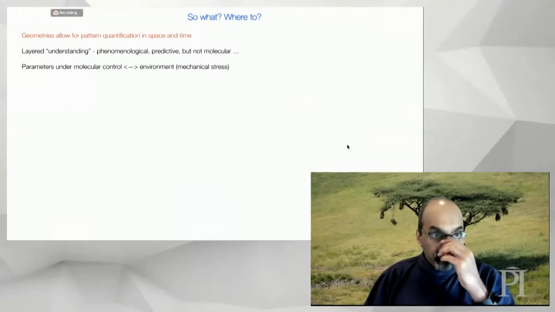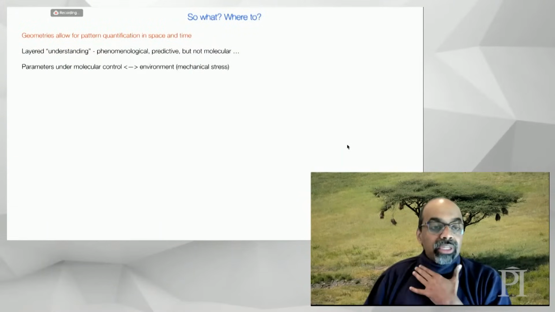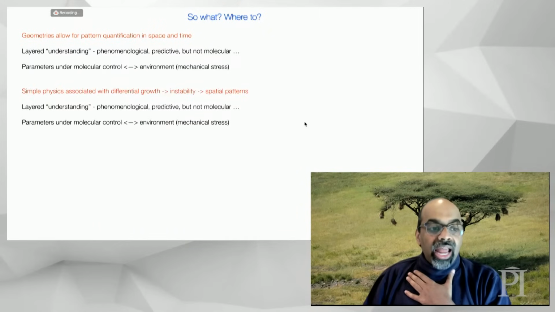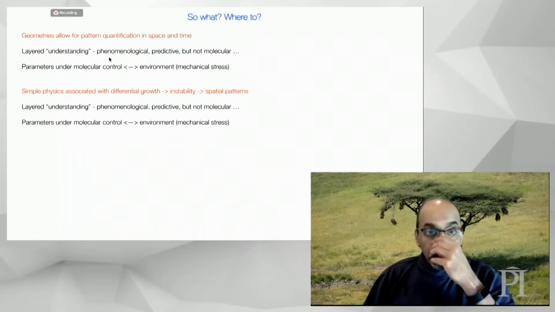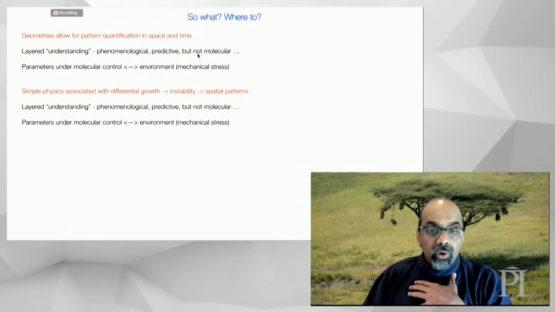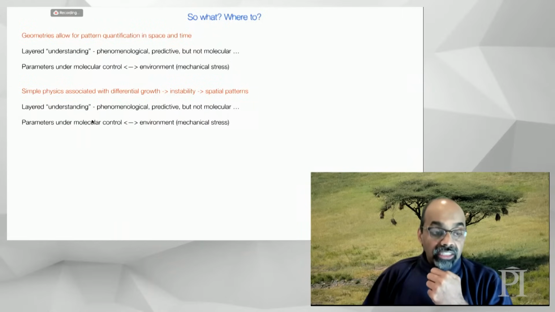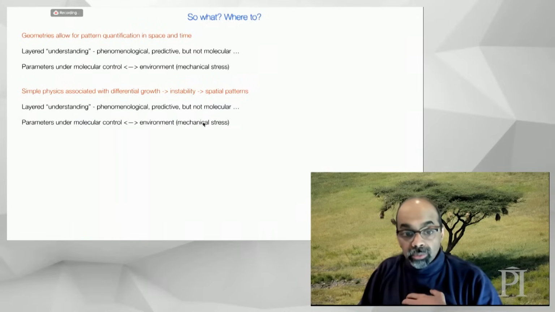Okay, where are we? I've told you that mathematics helps us to quantify patterns in biology, and that can lead potentially to a layered understanding. It's phenomenological in that it describes the patterns. It's not predictive or molecular. And then physics allows you to essentially make predictive advances, again, without being molecular, and asks whether or not these parameters associated with growth are under molecular or under evolutionary and environmental control.